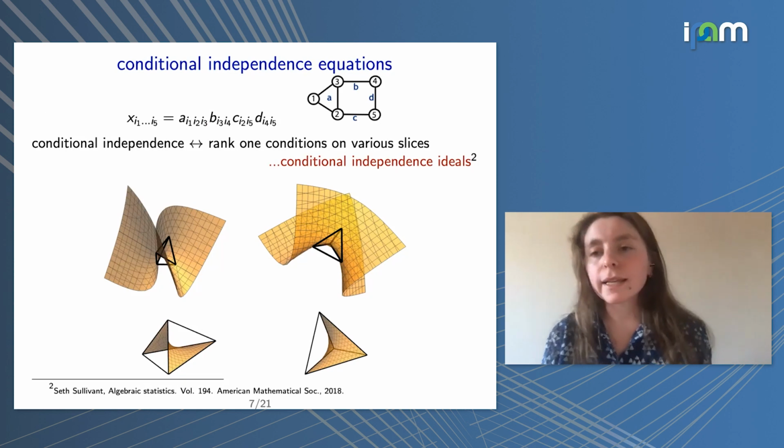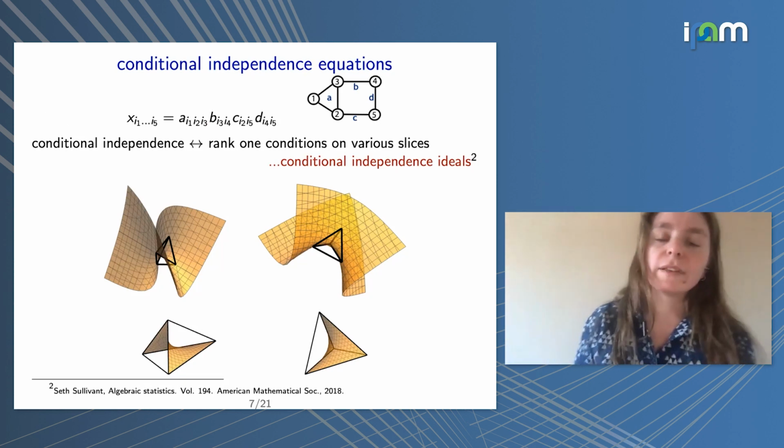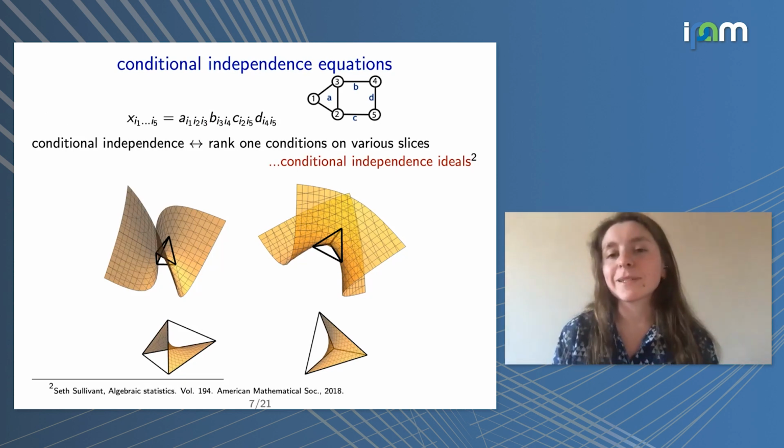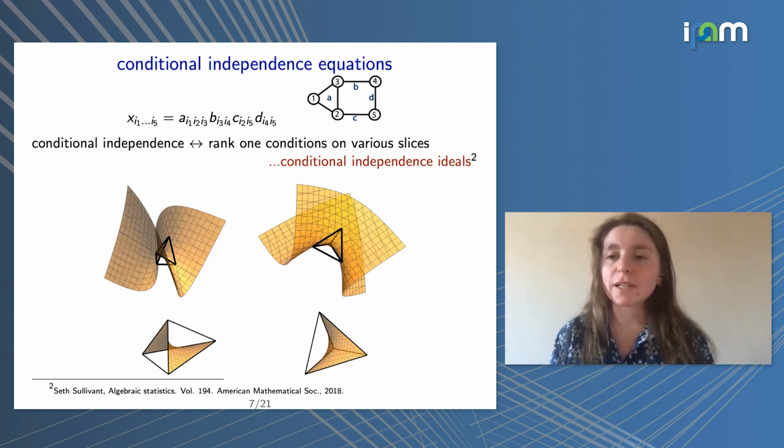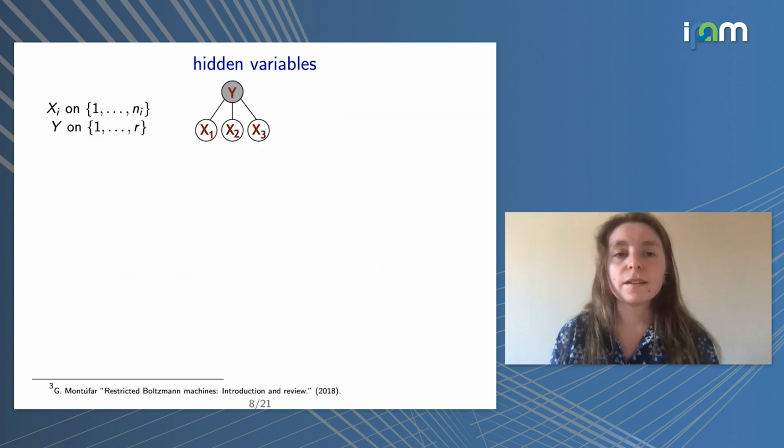All right, but then maybe one downside of these conditional independence statements, although they're very useful and widely used, is that it's still given by these rank 1 conditions. All right, so how can we go beyond rank 1?